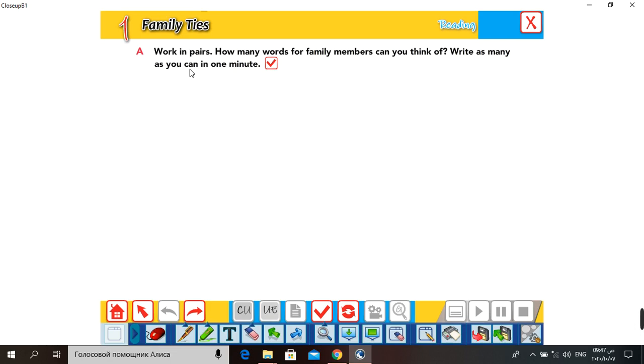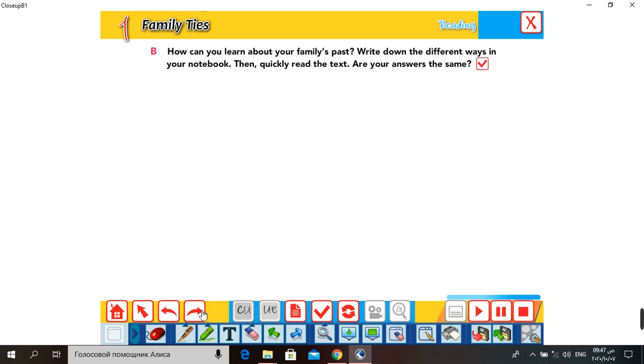Now the answers can be mom, mommy, mother, dad, father, son, daughter, grandma, grandmother, granddad, grandpa, grandfather, great-grandmother, great-grandfather, cousin, uncle, aunt, nephew, niece, stepmother, brother, sister, and sister-in-law. All these words refer to or express family members.